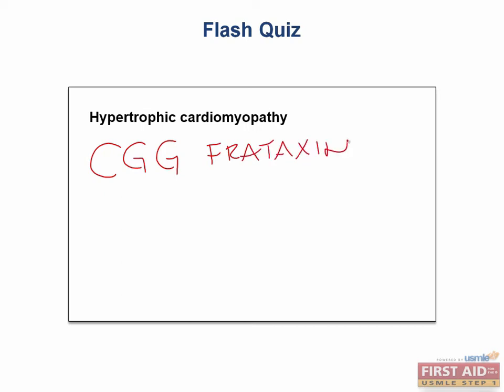What is frataxin? Frataxin is a mitochondrial protein that protects against some of the potential harmful effects of iron. This protein is very high in the heart, the brain, and the pancreas.